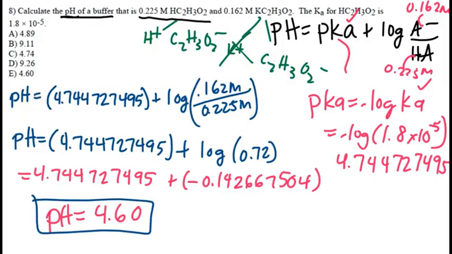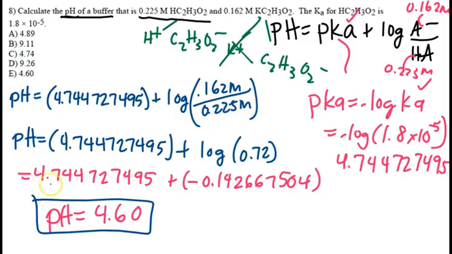So filling in my Henderson-Hasselbalch expression, pH is going to equal pKa, which is 4.744727495, plus the log of the conjugate base, which is 0.162 molar, divided by the weak acid, which is 0.225 molar. That means I'm going to have 4.744 plus the log of 0.72. Of course, that's just me dividing 0.162 by 0.225.